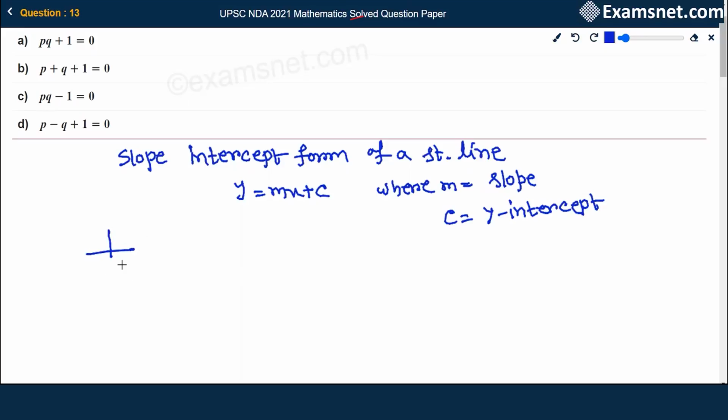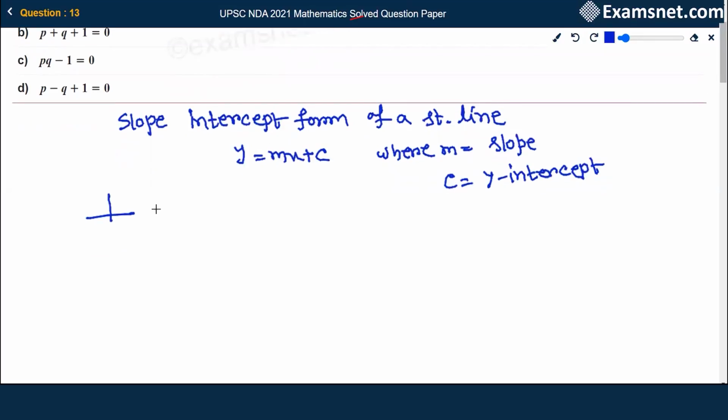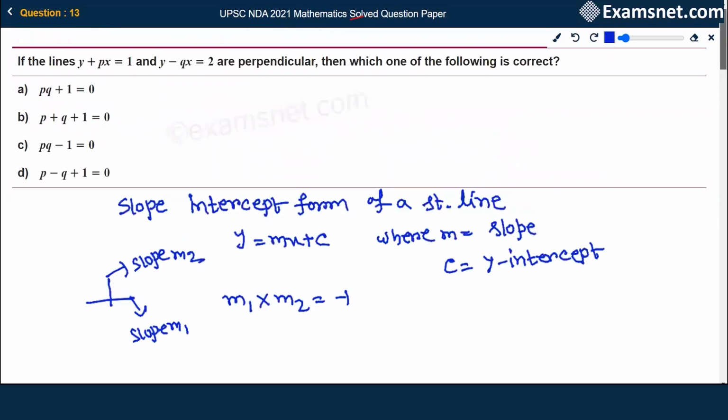this is the mathematical representation of perpendicularity of two lines. So we know the product of the slopes is always -1. Let's say the slope for this line is m1 and the slope of this line is m2. So if they are perpendicular, then the product of their slopes, m1 multiplied by m2, equals -1. Okay, so this concept we are going to use in order to solve this particular equation.